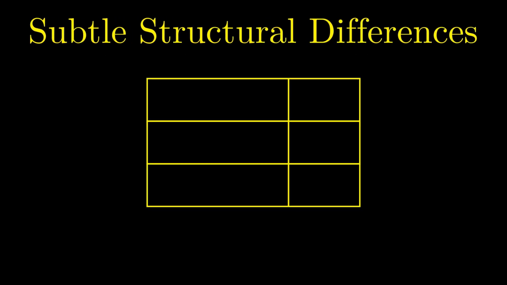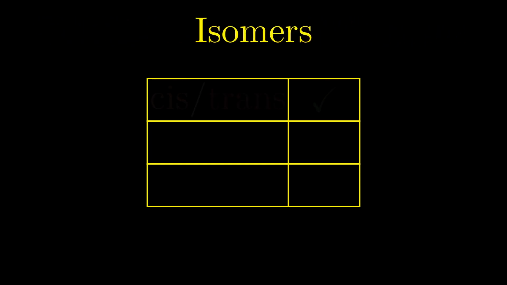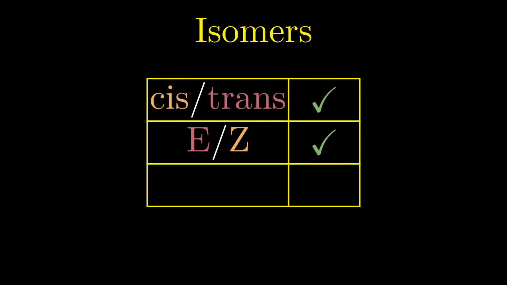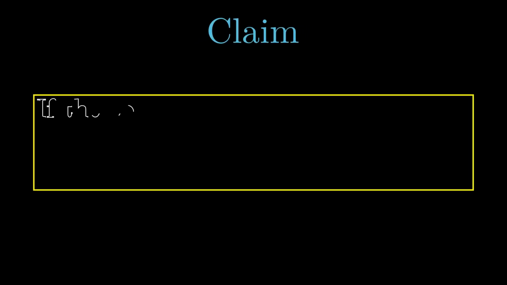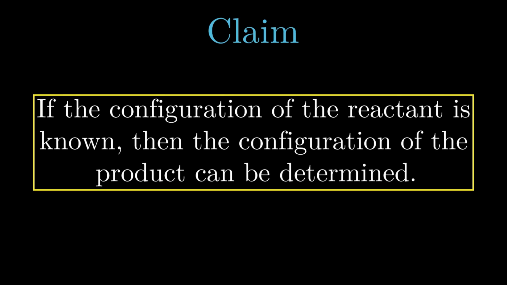For this video at least, those subtle differences I'm referring to are isomers. I've talked about cis-trans and E-Z types before, but I need to introduce another one, stereoisomers, which go by the designations R or S. They deserve a video of their own, and if I ever get around to it, a link will pop up now. Knowledge of these isomers allows me to make the following claim. If the configuration of the reactant is known, then the configuration of the product can be determined.